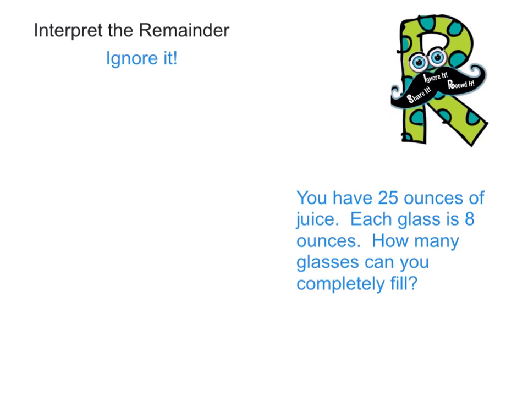Alright, here's an example of when you would ignore the remainder. And notice here, I'm going to read the question. It says you have 25 ounces of juice. Each glass is 8 ounces. How many glasses can you completely fill? The magic words are completely fill. So let's just take a look at it. So we have this pitcher. Okay, it's got 25 ounces. And we have cups. Okay. And we want to completely fill them to the top.